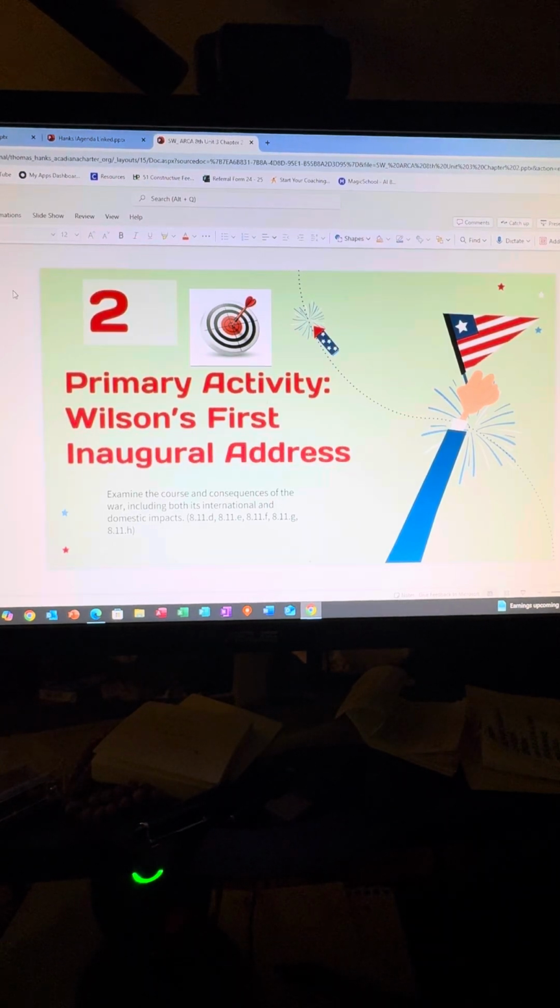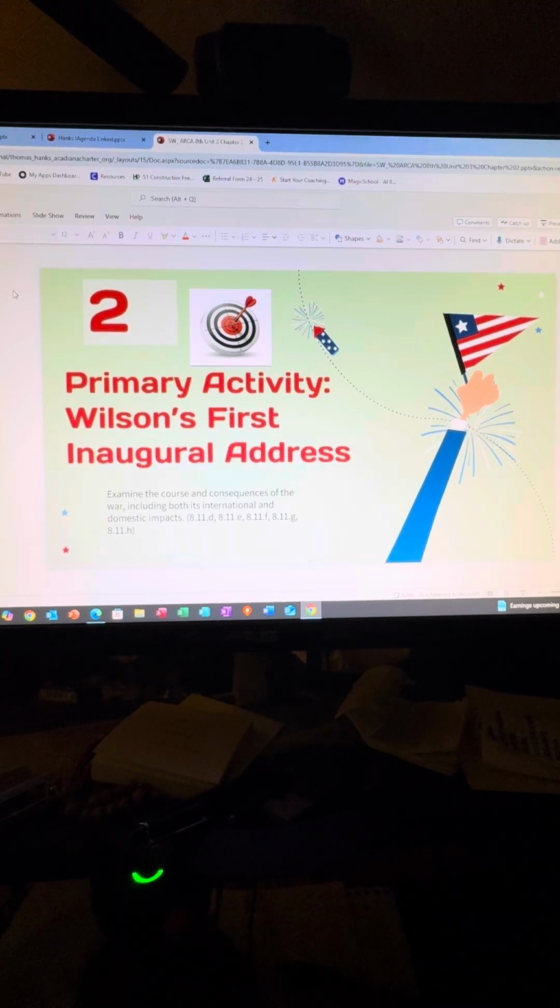So, Woodrow Wilson's first inaugural address. Our president, Woodrow Wilson, is going to come in and give some statements. And there's a few things I need y'all to look for when we get into the reading for the primary source, because it's a lengthy one, but it's not hard to understand at least. Our objective for the day: examine the course and consequences of the war, including both its international and domestic impacts. And that's just the theme we have going on.